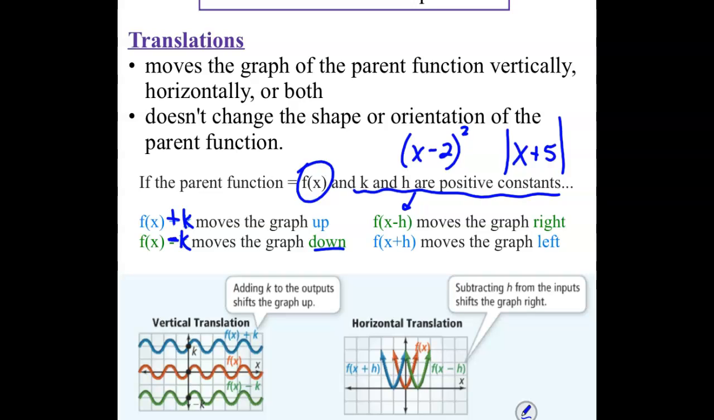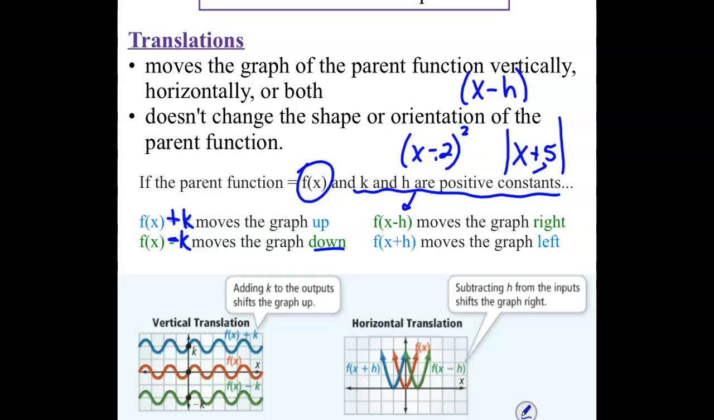Our basic transformation format for all types of functions always has it being x minus h. The minus is built into it. Because of that, these moves are opposite of what you think they should be. If I see an x minus 2, I'm actually going right 2. If I see an x plus 5, I'm actually moving left 5.